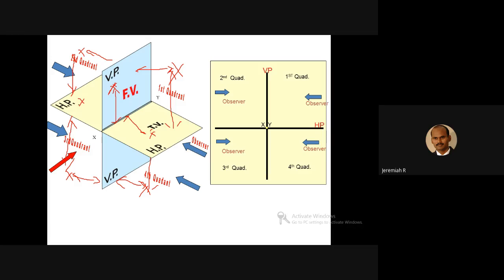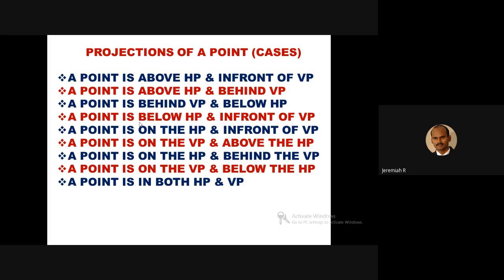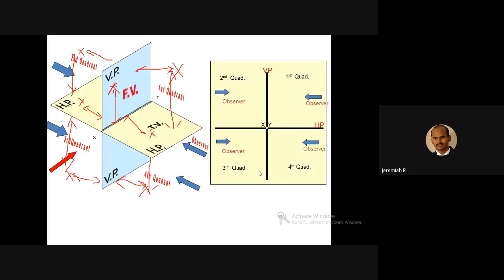So case number 7 is a point on the horizontal plane but behind VP, on the backside of the vertical plane. And case number 8 is a point on the VP and below the HP. A point is on the VP but below HP.